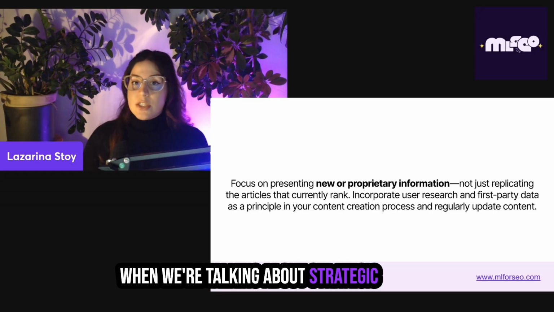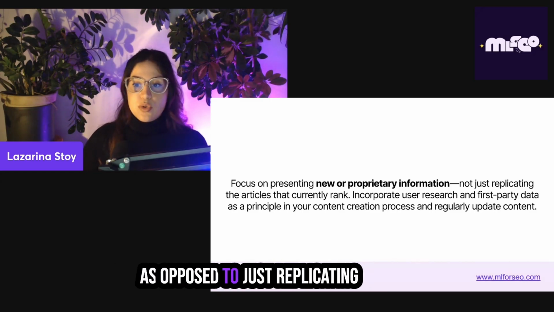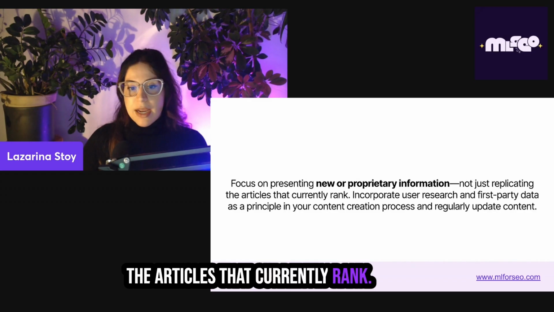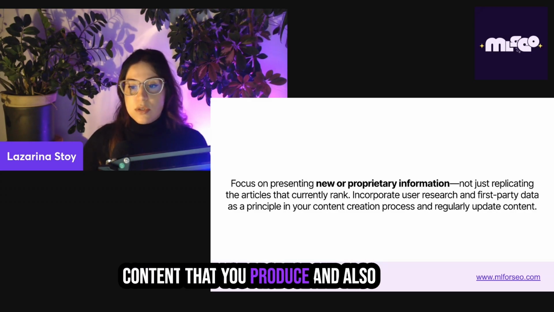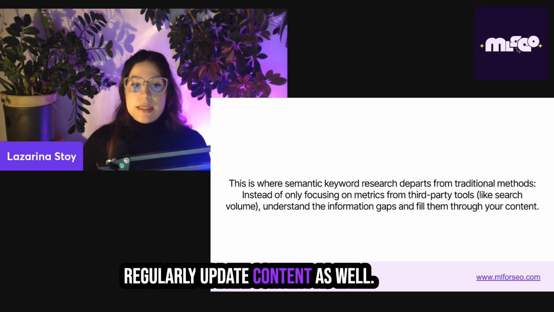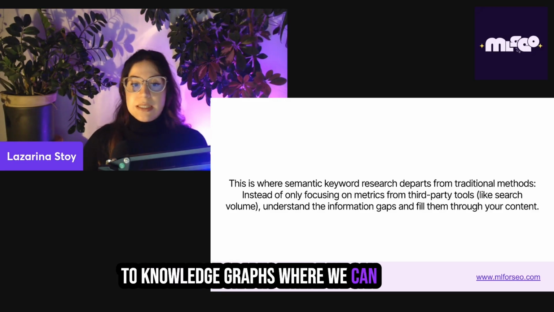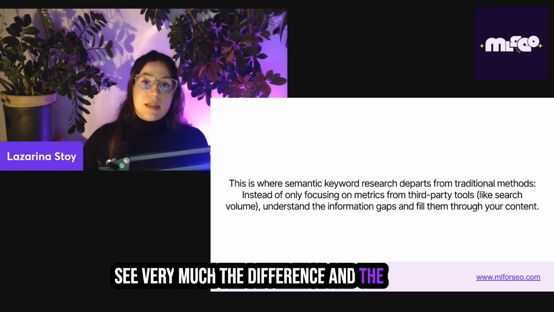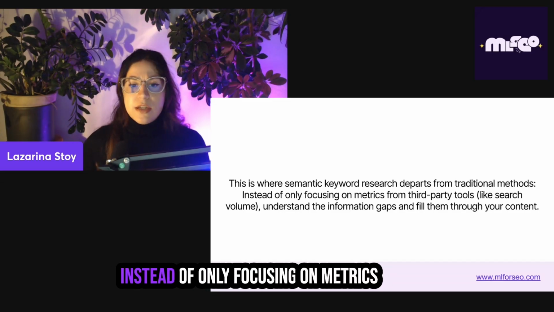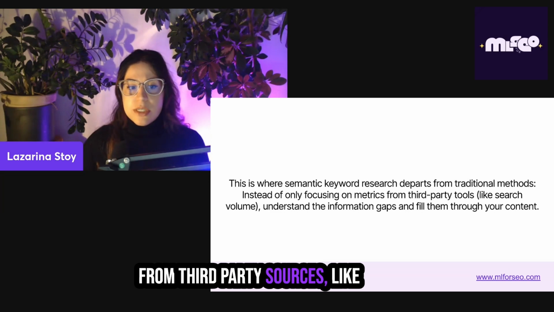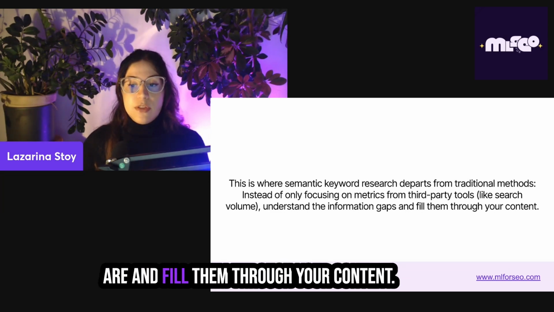When we're talking about strategic implementation, focus on presenting new or proprietary information as opposed to just replicating the articles that currently rank. Incorporate user research and first-party data as a principle in the content that you produce, and also regularly update content as well. This is another concept, very similarly to knowledge graphs, where we can see very much the difference and the departure from traditional methods and into semantic keyword research. Instead of only focusing on metrics from third-party sources like search volume, you need to actually understand where the information gaps are and fill them through your content.